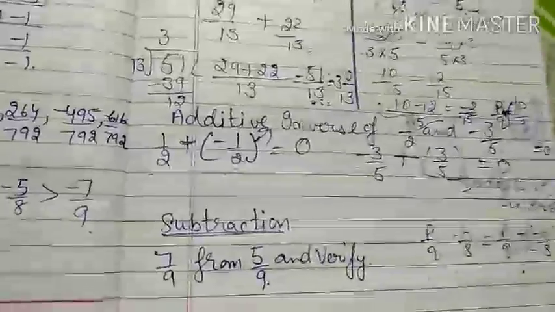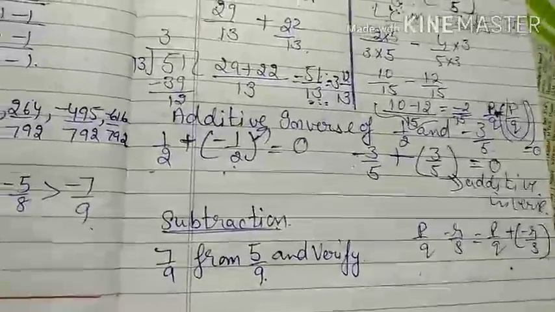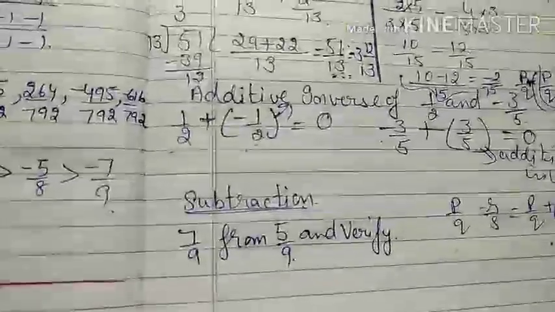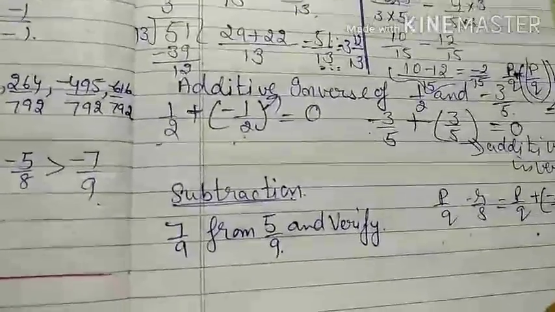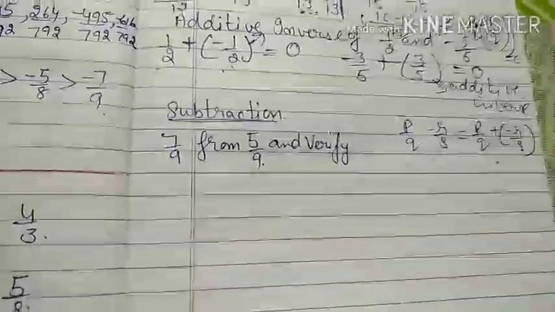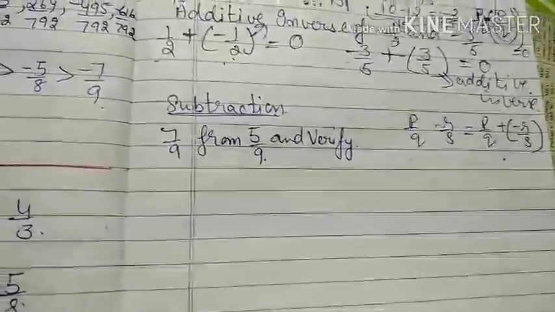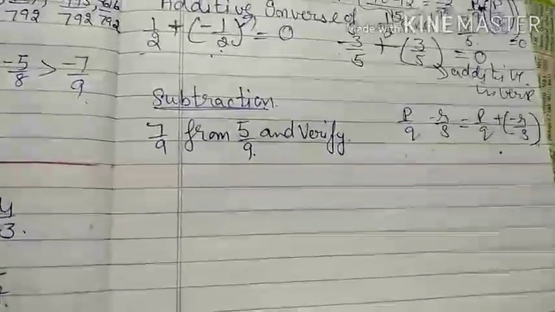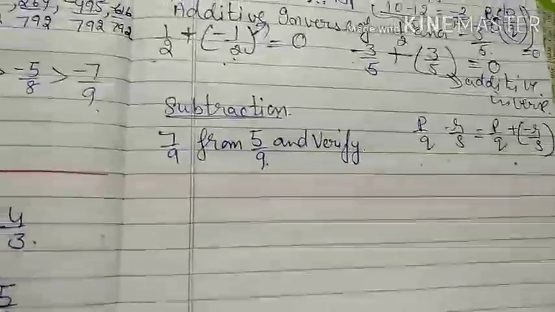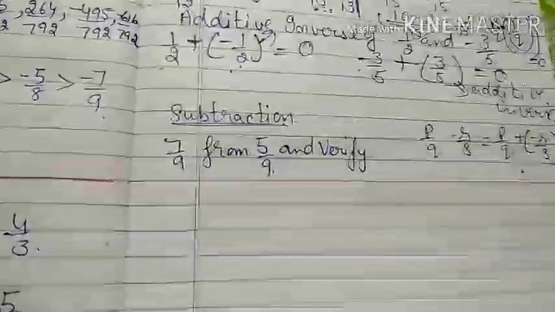Or you can say that the additive inverse of a positive number is the negative number with the same value, and the additive inverse of a negative number is the positive number of the same value. Now next is subtraction. What happens when I subtract two fractions or rational numbers, and how can I verify the result later?